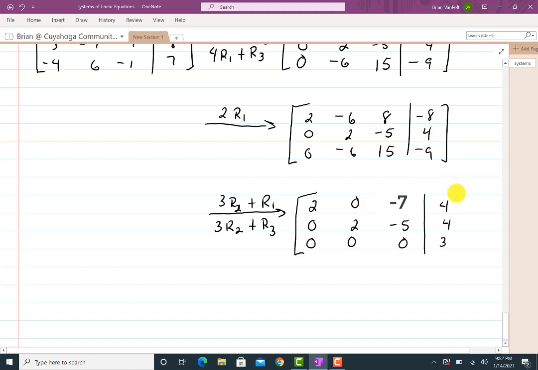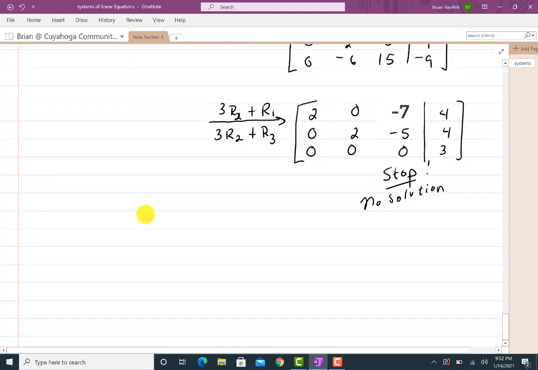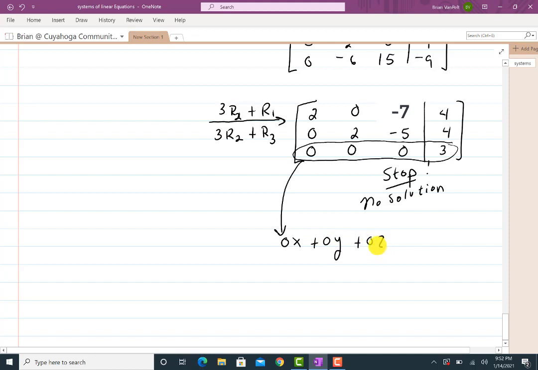We can stop right now, because we know there is no solution. Why? Look at the third row, this row right down here. Look what it says. This row says 0x plus 0y plus 0z is equal to 3. In other words, 0 equals 3.